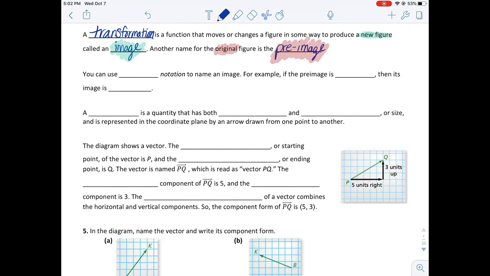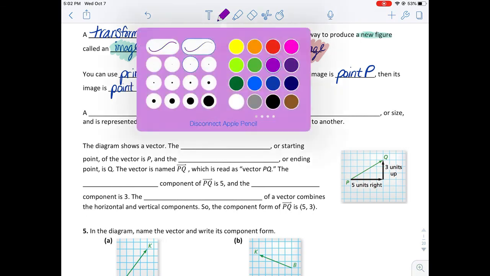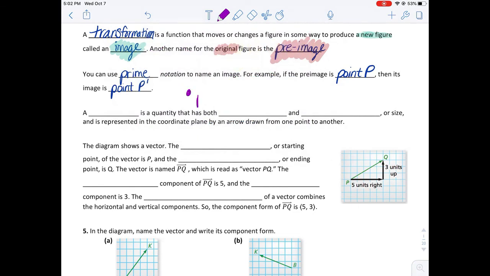So one way we can show someone with our pictures this is happening is with what's called prime notation. So for example, if our pre-image is this point P, then its image is point P prime. It looks like a little 1 in the exponent. So if we were looking at a picture example of this, if we had this point, our pre-image point P, we can move it somehow. It gets moved, and it becomes the point P prime. So that's the exact notation we would use in a picture.